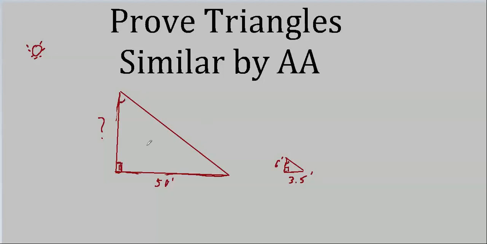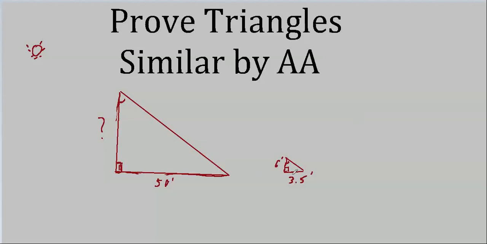So, if this angle and this angle are congruent to this angle and this angle, we know that these two triangles are similar. Well, now we've got something. If these two triangles are similar, then the ratio of this shadow to this shadow should be the same as the ratio of this height to this height.